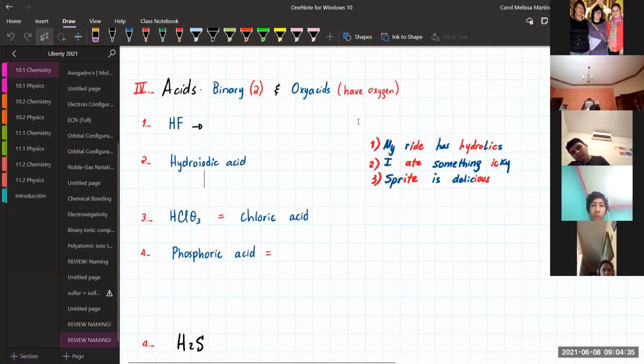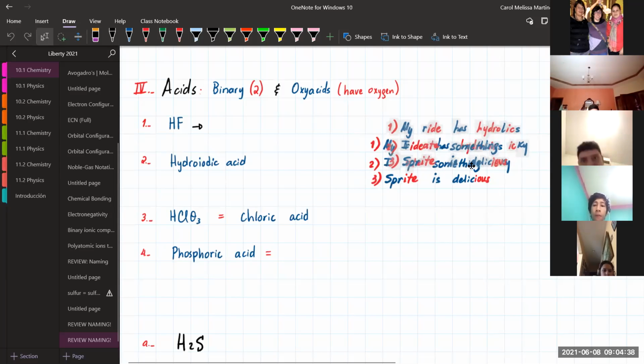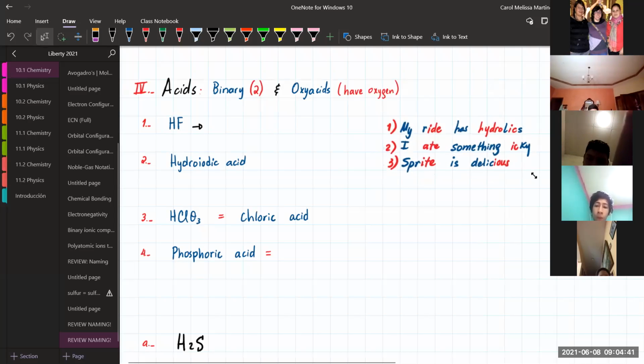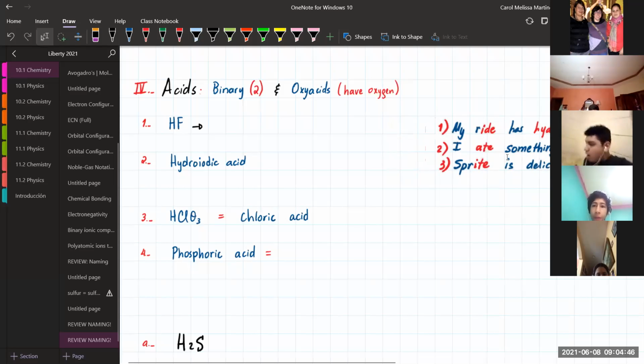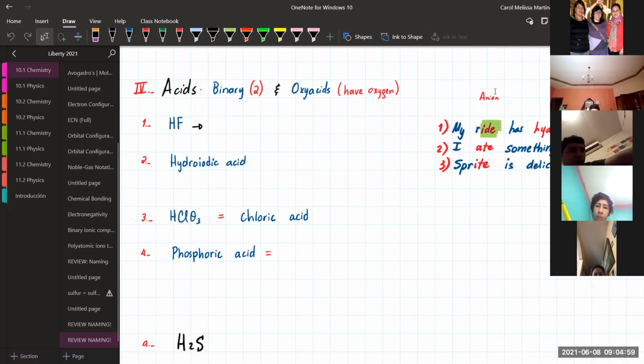Now, remember the mnemonics that I shared with you the other day from the video from this Tyler DeWitt. Remember this. When the anion ends in IDE, the name of the acid will include the prefix hydro and the suffix -ic. So let's follow these mnemonics for this exercise.